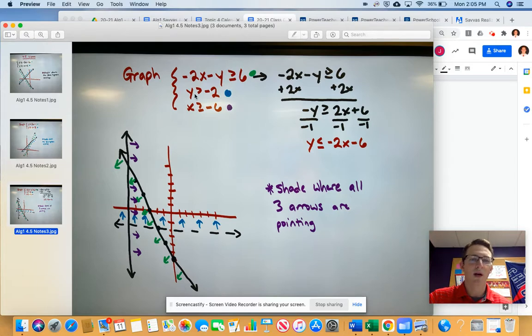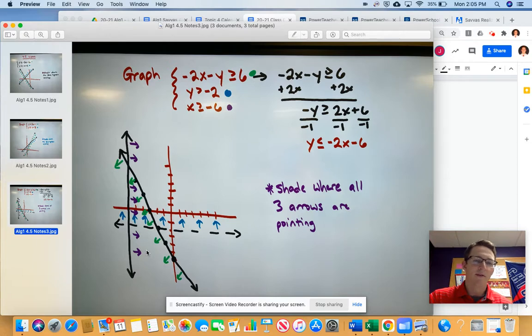And then our blue line, y is greater than negative 2. On the y-axis, let's go to negative 2, and we're just going to go straight across. It's a dotted line, and the blue arrows are pointing up because we are greater than. And then x is greater than or equal to negative 6. So on the x-axis, we go to negative 6, and that line is straight up and down. And greater than or equal to, that means a solid line, and the arrows are pointing right.